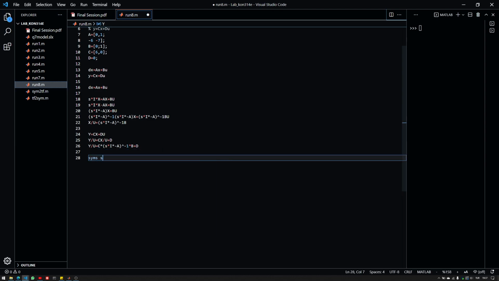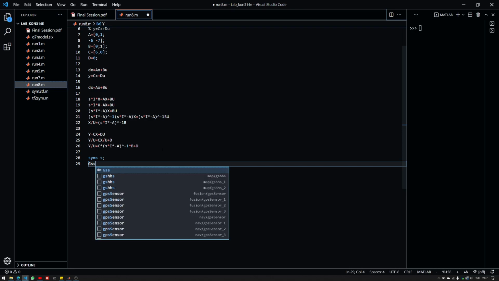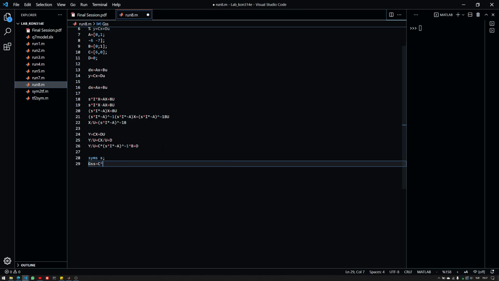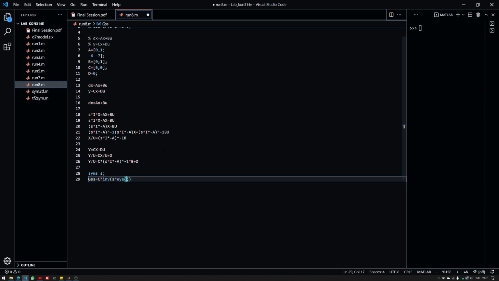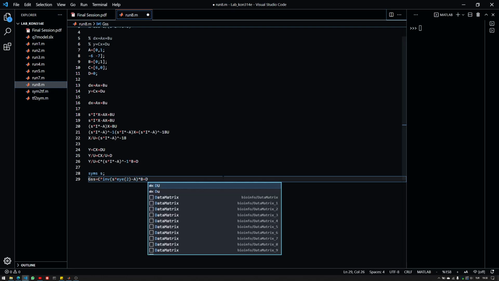So let's try this out. Let's define the symbolic s. And since we have A, B, C, D, the only thing that we should do is G(s) should be equal to C times the inverse of s times the identity matrix. And this depends on the size of A, and since we have a 2 by 2 matrix, we can use this. So C times (sI minus A), the inverse of that, times B plus D. And that's it.